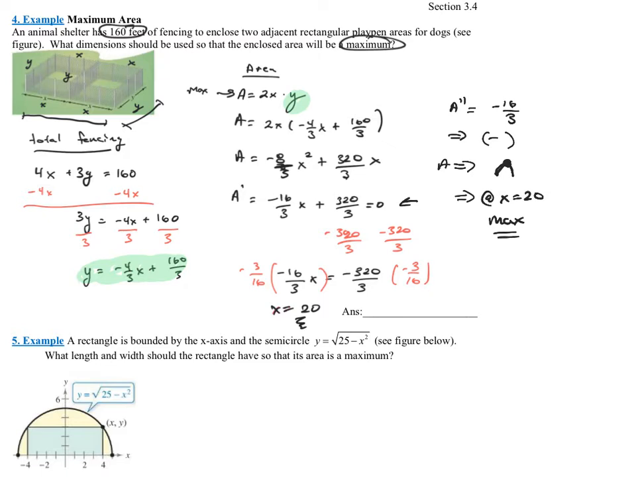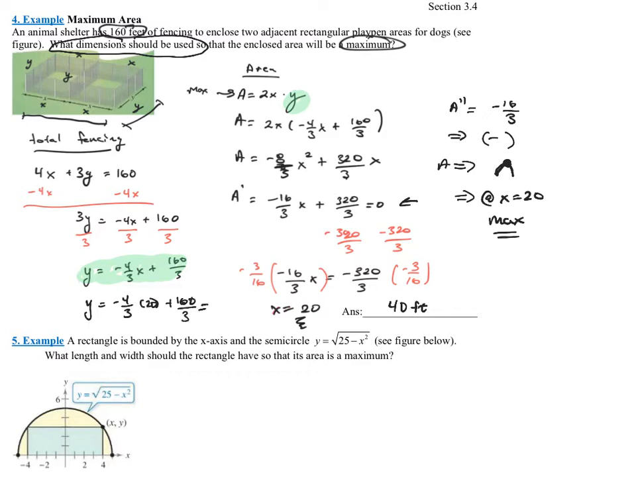So now I need to go back. Remember, x equals 20 is my critical value that gives me the maximum, but that is not the answer to the problem. Go back and reread the problem. It says what dimensions should be used. So the dimensions of the fence are the length times the width. The length of it is 2x. Well, if x is 20, that would be 20 times 2, which is 40 feet. And then the width of it is y. Remember, y is negative 4/3 x plus 160 over 3. So y would be negative 4/3 times 20 plus 160 over 3.